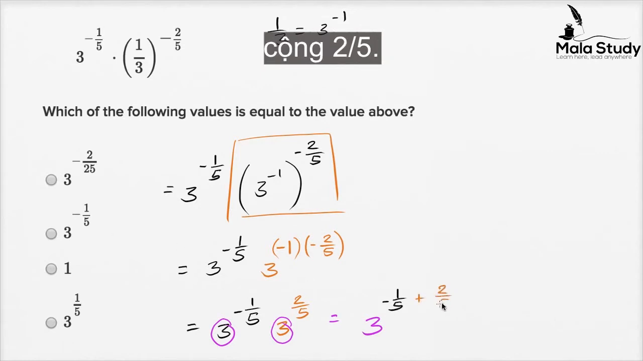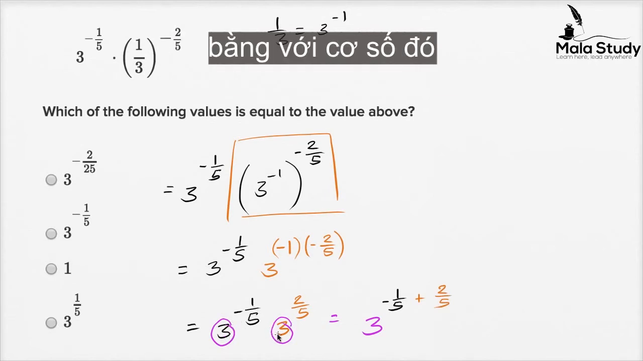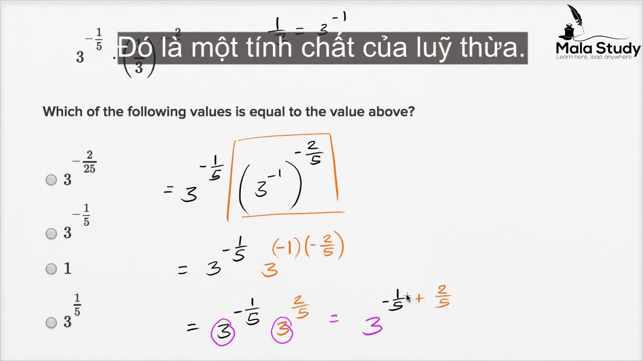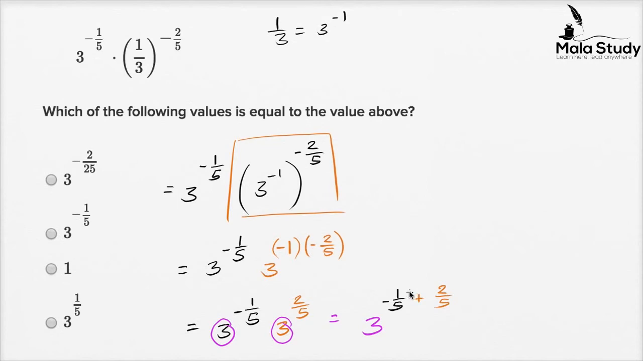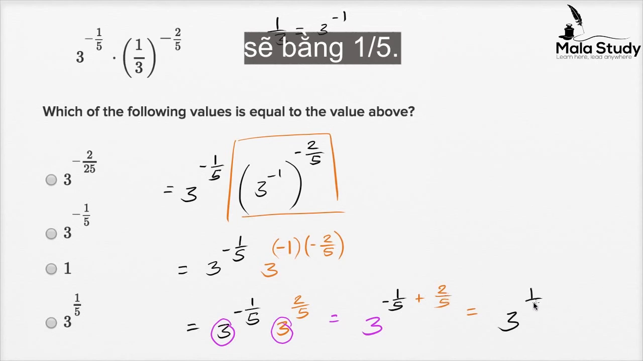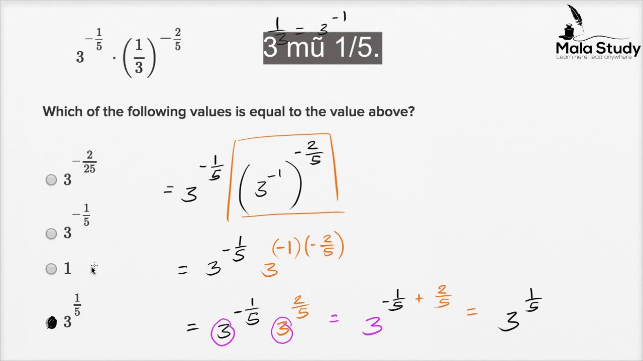If you have the same base, the product of that base raised to one exponent and that same base raised to another exponent, that's the same thing as that base raised to the sum of those exponents. Classic exponent property. I encourage you to go on Khan Academy if this is looking foreign or if you need some review. But now this is pretty straightforward. This is going to be equal to 3 to the negative 1/5 plus 2/5, which is just 1/5. And there you have it, 3 to the 1/5 power.